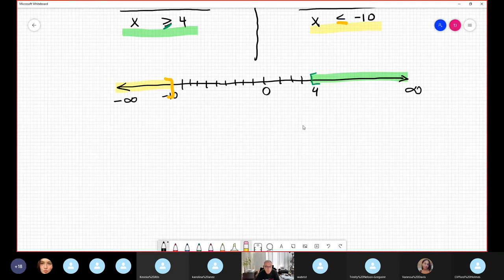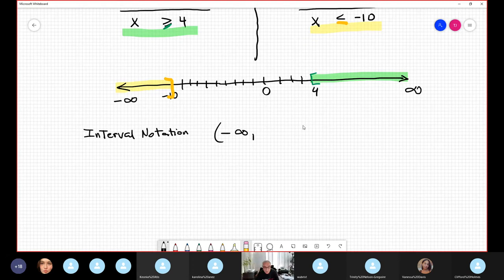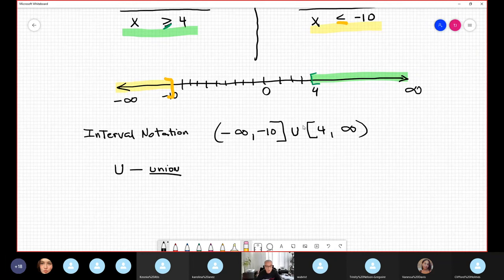Okay, now I try to express the final answer in interval notation. In interval notation, I see that we have two pieces, the yellow part and the green part. I use a different color to illustrate the idea, but in the test you don't need to use a different color. The order is not important. It's from negative infinity, comma, negative 10 bracket, and 4 comma infinity. And we connect them together using the symbol that indicates union.